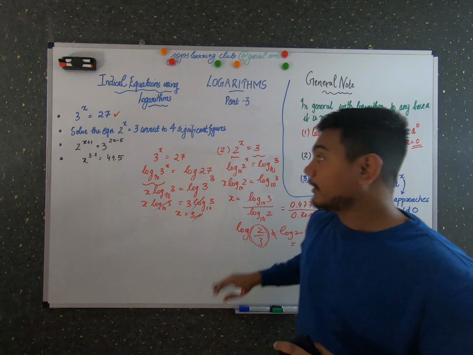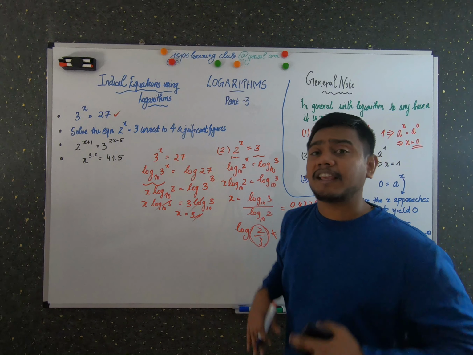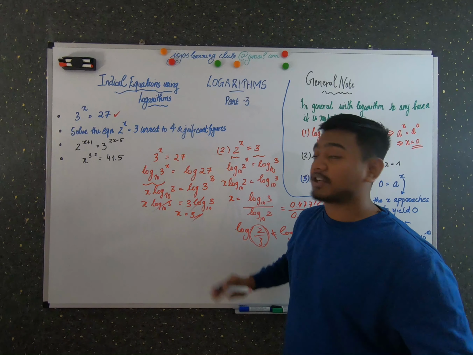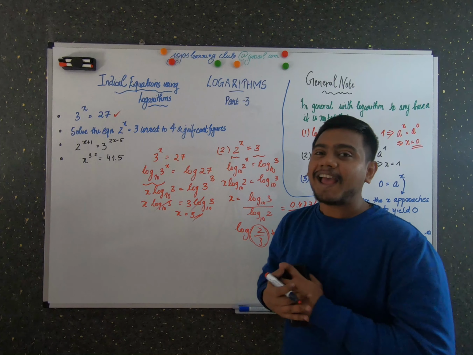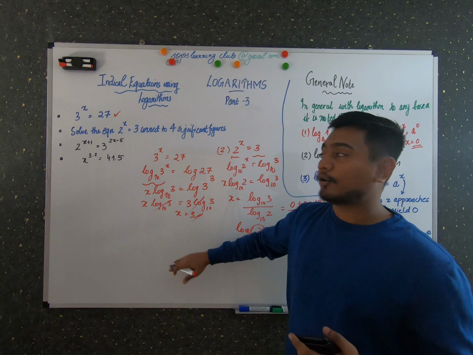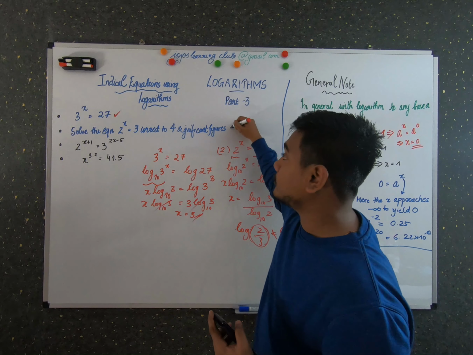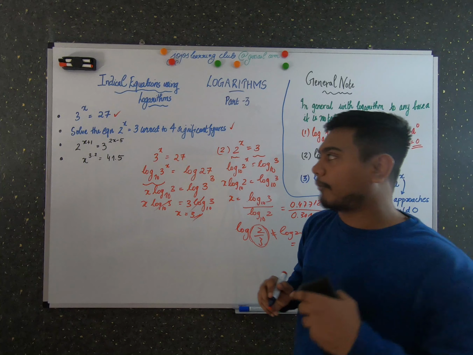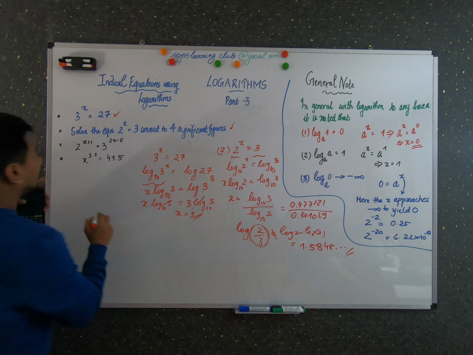I hope it's clear. What we are doing is just taking logarithm on both sides of the equation, equating and finding the answers. So that's it for the second problem. We have finished with the second problem, and now let's do the third problem.